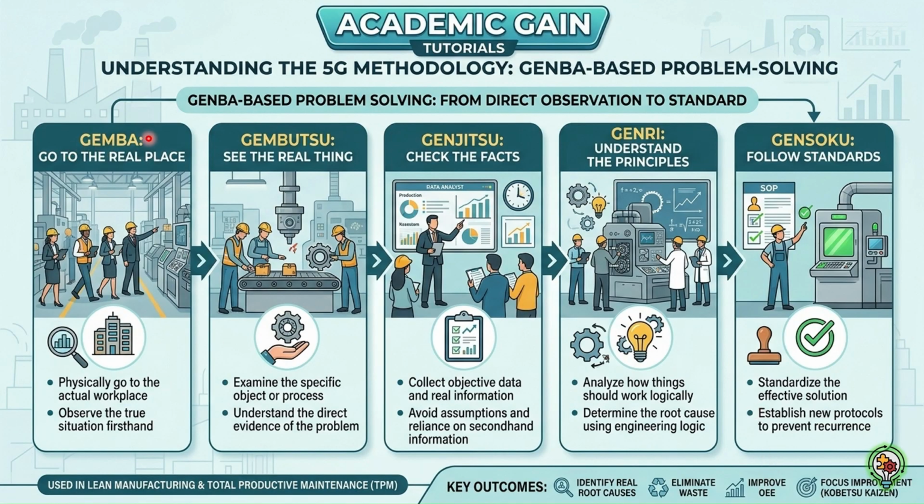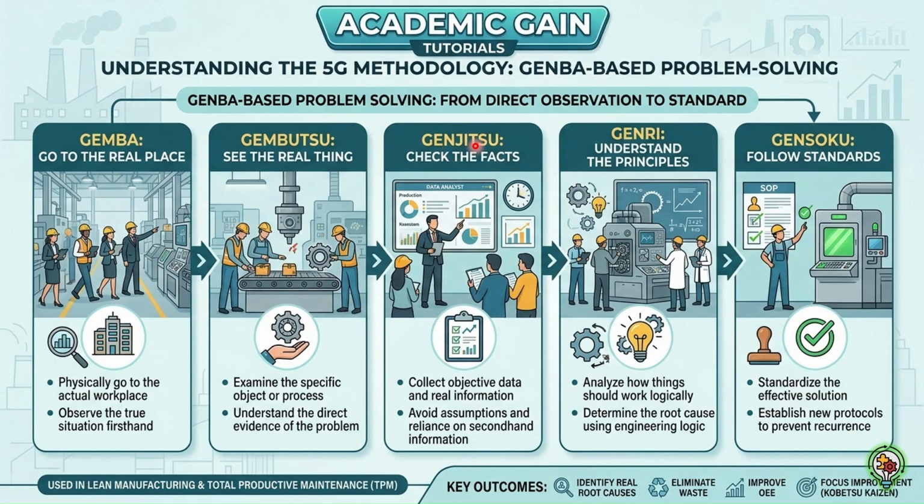Now, let's understand what the 5Gs stand for. Genba, go to the real place. The first step is to go to the actual workplace where the problem is happening. Instead of guessing, we physically observe the shop floor, machine, or process. Genbutsu, see the real thing. Next, we inspect the actual object involved in the problem. It could be a defective product, a broken machine part, or an abnormal condition.